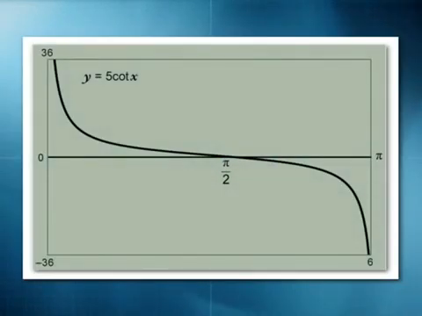Here's a picture of 5 cotangent x. It's on the interval 0 to pi, and notice that at pi over 2 it crosses the x-axis, because at that point the plane is exactly overhead. And notice the shape of this curve. It looks like our old friend, the cotangent function, doesn't it? Except it's got a 5 in front. I think we're at a point where we're comfortable with graphing trigonometric functions.